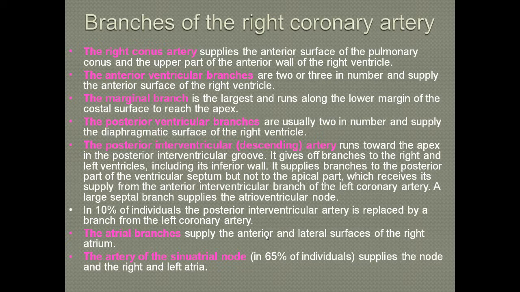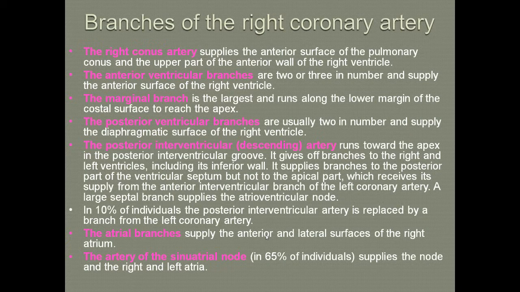The posterior ventricular branches are usually two in number and supply the diaphragmatic surface of the right ventricle. The posterior interventricular artery runs towards the apex in the posterior interventricular groove. It gives off branches to the right and left ventricles, including its inferior wall. It supplies branches to the posterior part of the ventricular septum, but not to the apical part, which receives its supply from the anterior interventricular branch of the left coronary artery.